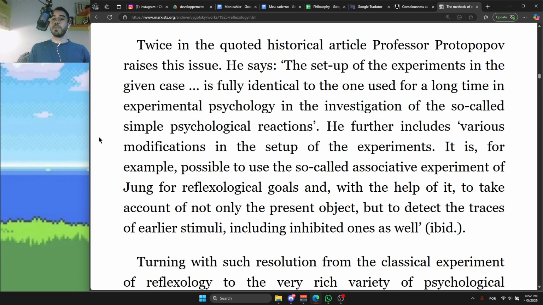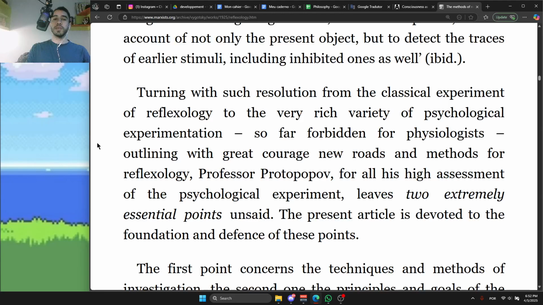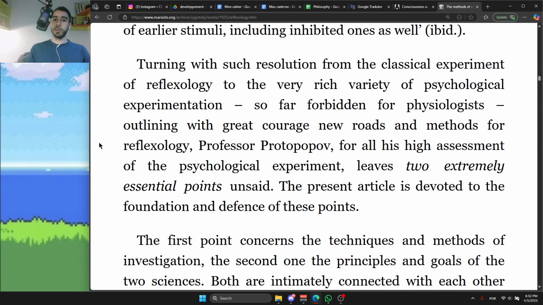It is, for example, possible to use the so-called associative experiment of Jung for reflexological goals, and with the help of it, to take account of not only the present object, but to detect the traces of earlier stimuli, including inhibited ones as well. Turning with such resolution from the classical experiment of reflexology to the very rich variety of psychological experimentation, so far forbidden for sociologists, outlining with great courage new roads and methods for reflexology, Professor Protopopov, for all his high assessment of the psychological experiment, leaves two extremely essential points unsaid.